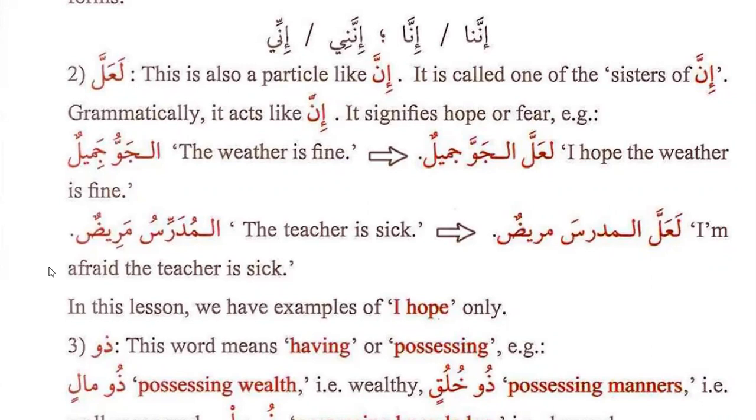Example: Aljawwu jamil. The weather is fine. La'alla aljawwa jamil. I hope the weather is fine. Almudarrisu maridun. The teacher is sick. La'alla almudarrisa maridun. I am afraid the teacher is sick. In this lesson, we learn only the example of I hope.